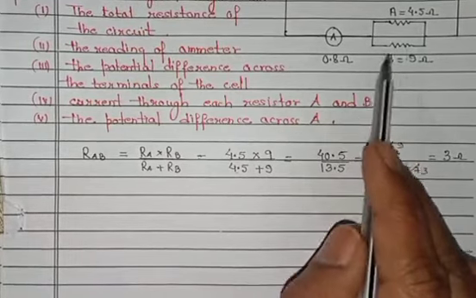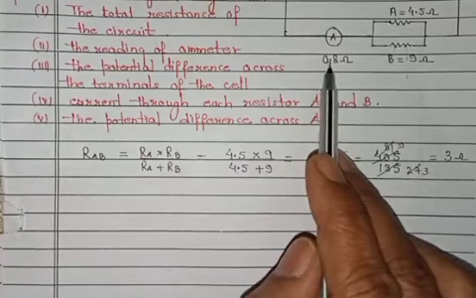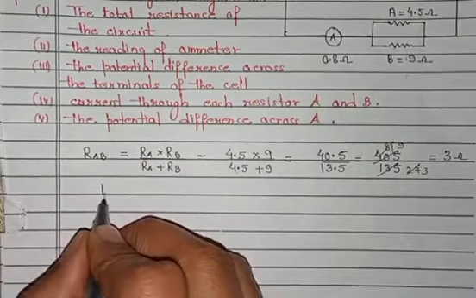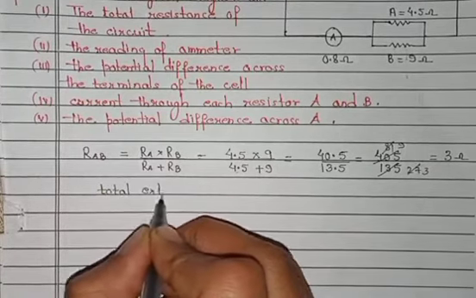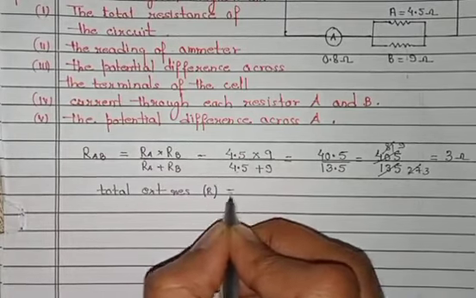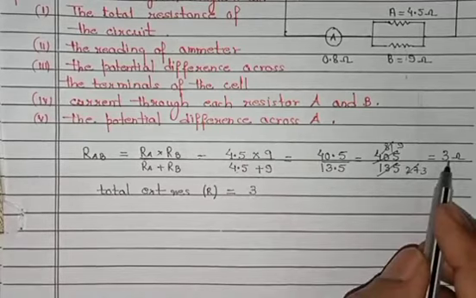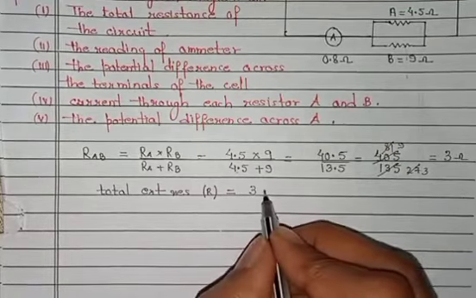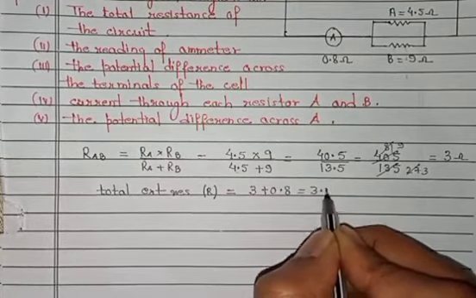Now A and B, which were in parallel, to them this ammeter of resistance 0.8 is in series. So the total external resistance will be equal to A and B in parallel, it's 3, and this ammeter is in series. So it will be 3.8.